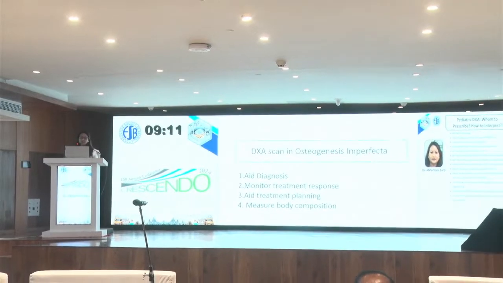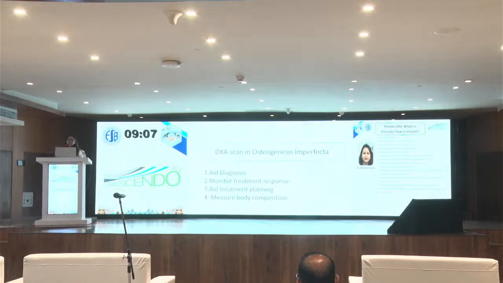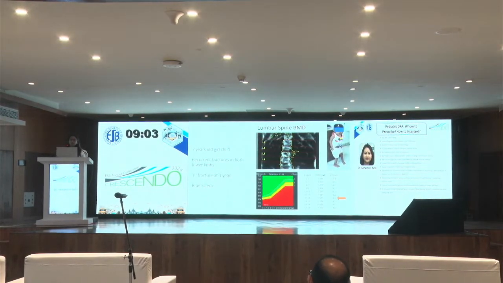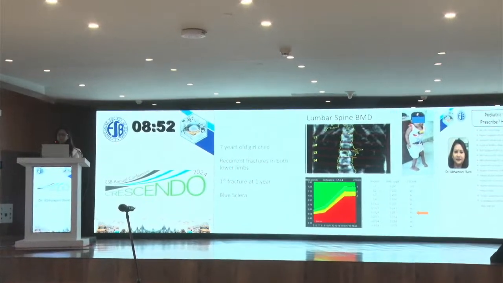DEXA in osteogenesis imperfecta helps us diagnose OI and also monitor treatment response, aid treatment planning, and measure body composition. This is a 7-year-old girl with recurrent fractures in both lower limbs, first fracture at 1 year, and she came with blue sclera. So the BMD Z score for height adjusted was -4.